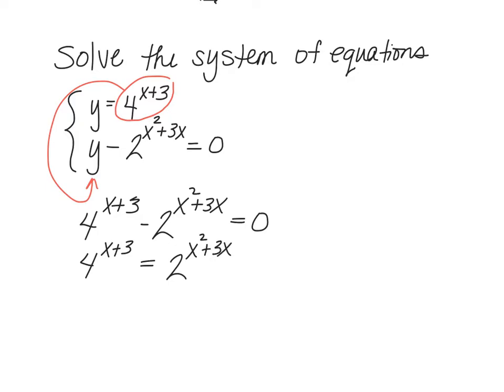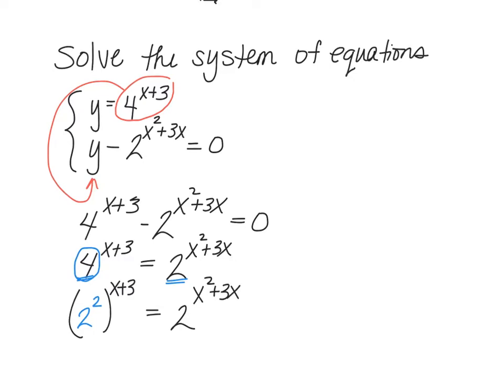Now let's talk about the base on the left. So the left side has a base of 4 and the right side has a base of 2. And we know if we can get the bases to be the same, then the exponents are going to be equal. So we can rewrite 4 as 2 squared. Then that will be a base of 2. So 4 is 2 squared, and then that is still being raised to the x plus 3 power, and that's equal to 2 raised to the x squared plus 3x power.